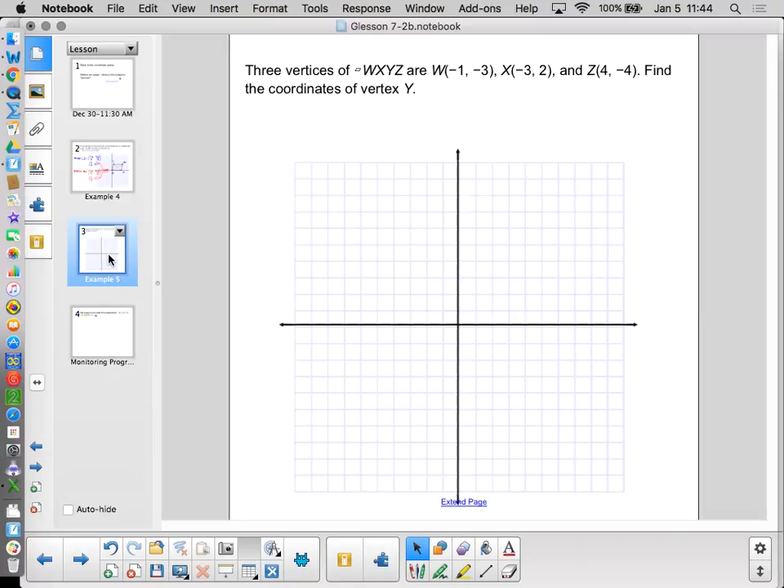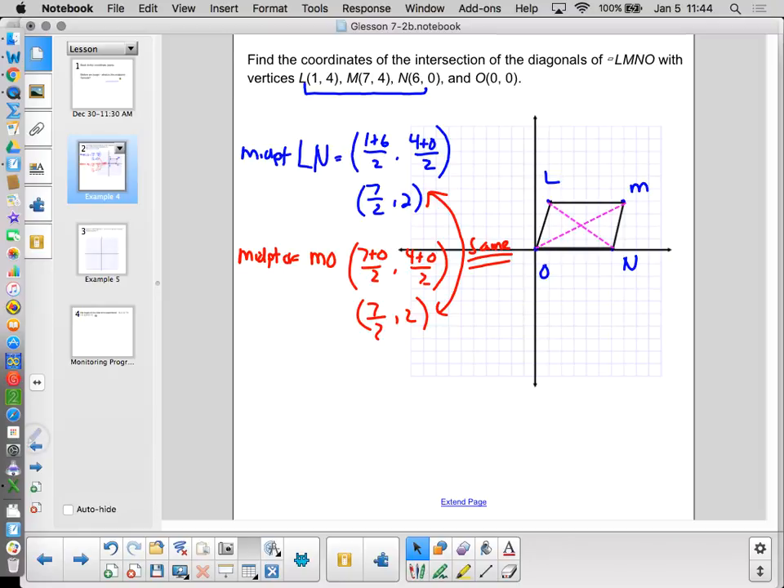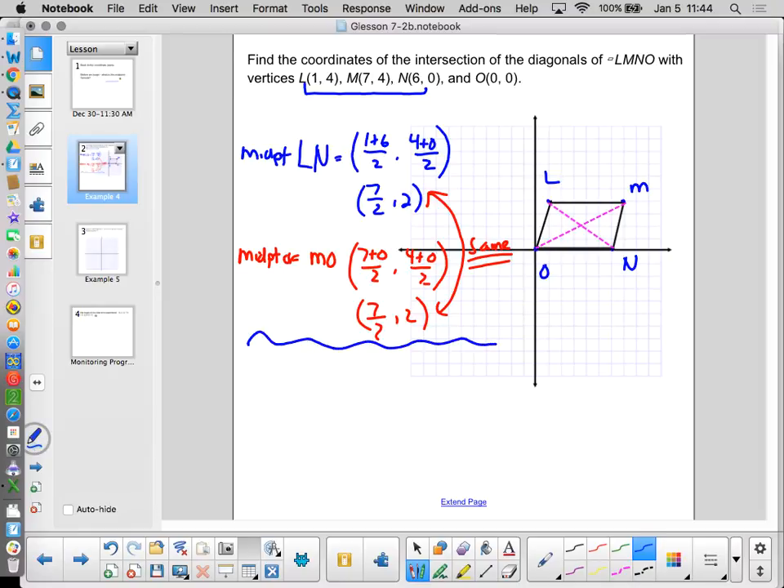Okay? So, just working backwards here, I could very easily say, show that the opposite sides are congruent. So if I said, show the opposite sides are congruent, how would we do that? Again, distance formula. Congruence is shown by finding length, which is distance formula.